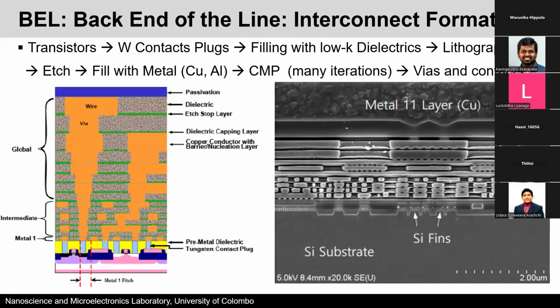Once you have used these techniques to make the transistor, this is what a cross section of a chip actually looks like. On the left hand side, you can see the cartoon. On the right hand side, you can see an actual SEM image. So this is the silicon substrate. These are the silicon fins. Let's say it's a FinFET. You can see how small it is, right?